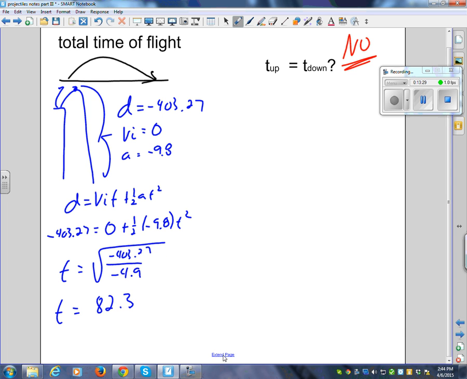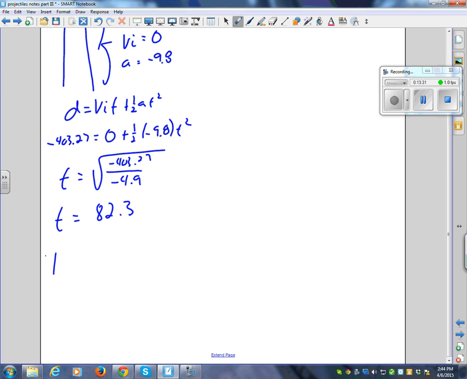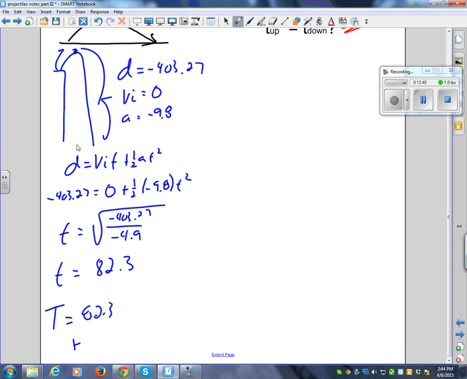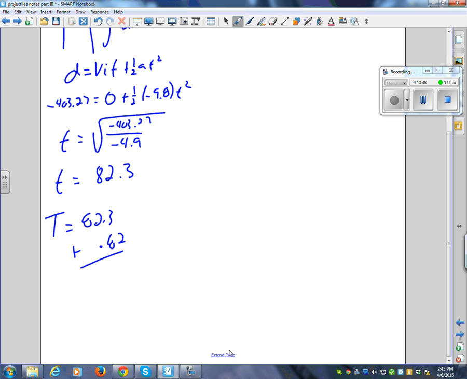Now, is that the total time? No, it's in fact 82.3 plus this number here, 0.82, right? So that's going to be 80, whoopsie. 82, oh no, it's 83, isn't it? Yeah. 83.12, I think, if I'm not mistaken, right?